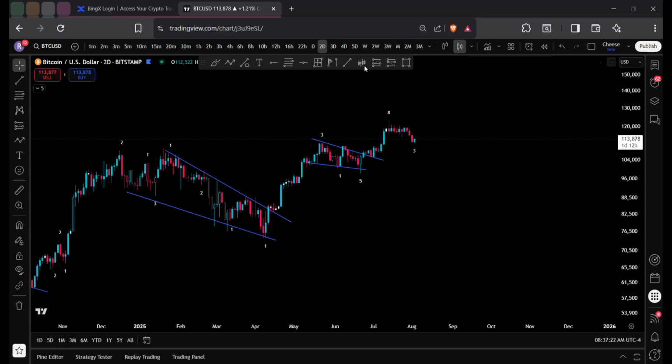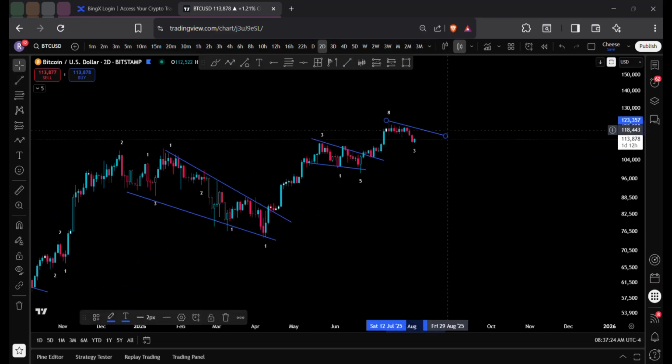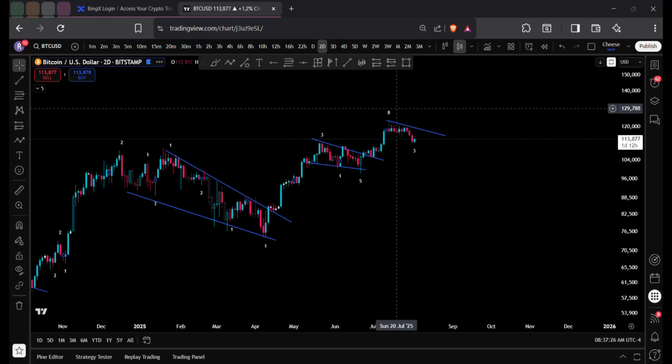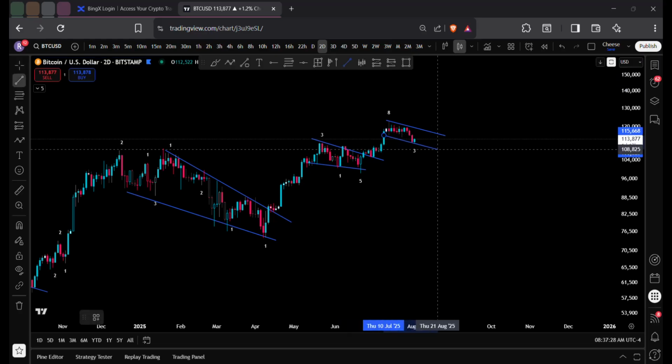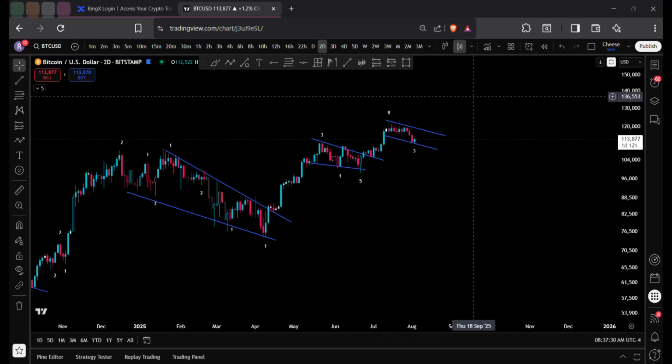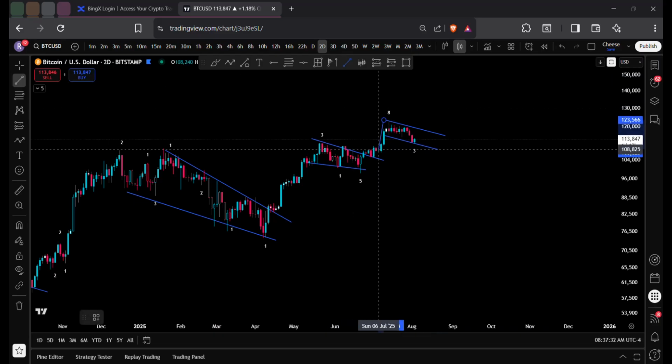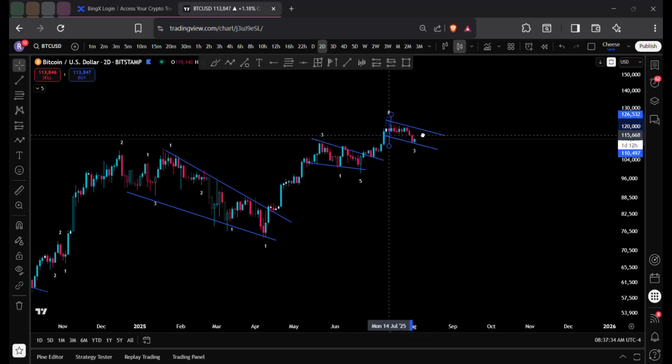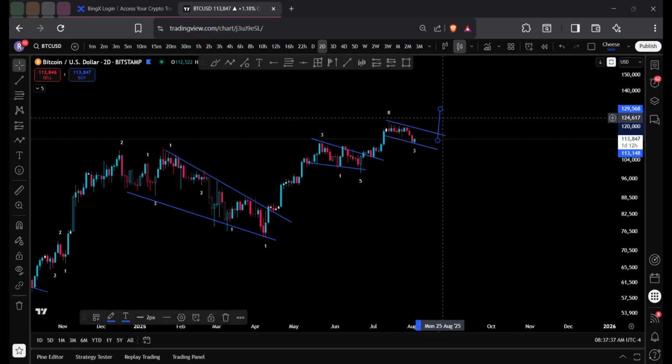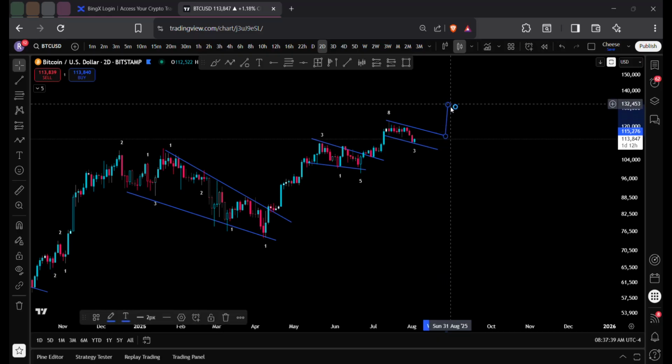So the first thing we need to see is, is this going to make another bull flag situation, right? And are we going to break to the upside? And if we do, you would take from here to here, you would take from here to here. It would bring us to about 130, maybe 132,000.